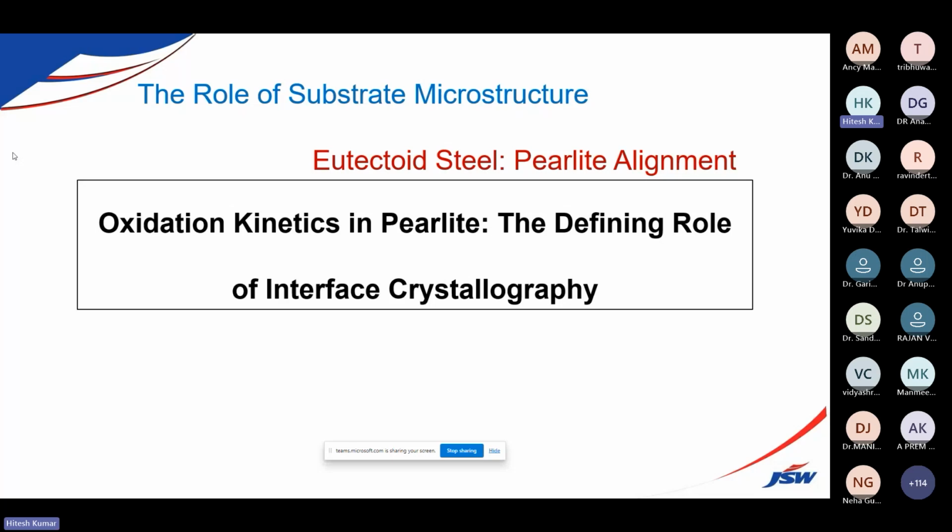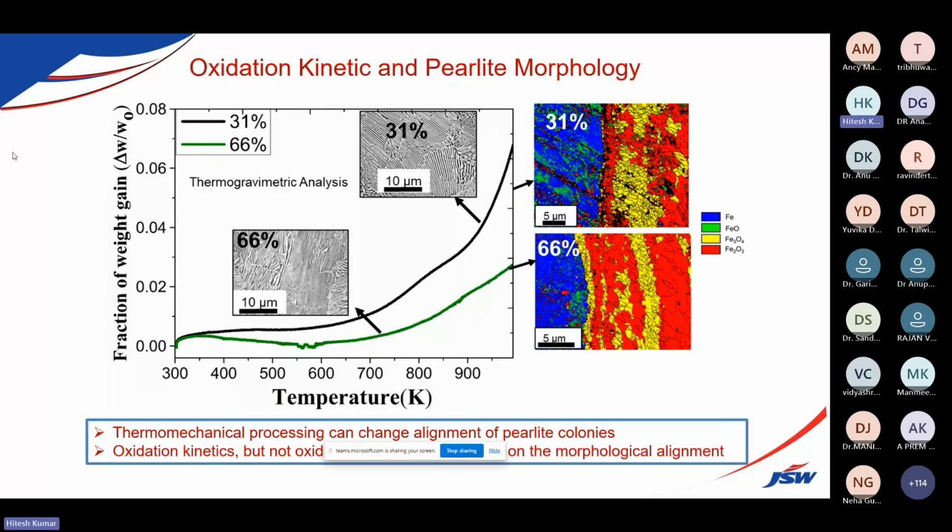I'll just show you. This is the structure of a pearlitic material. This is again a different type of pearlitic. So we thought, let's change the morphology of the pearlitic structure and see how the oxidation is going to take place. To change the morphology, we use thermomechanical processing. Thermomechanical means we divide it into two parts, thermal plus mechanical. We are deforming it as well as changing the heating rate and cooling rate.